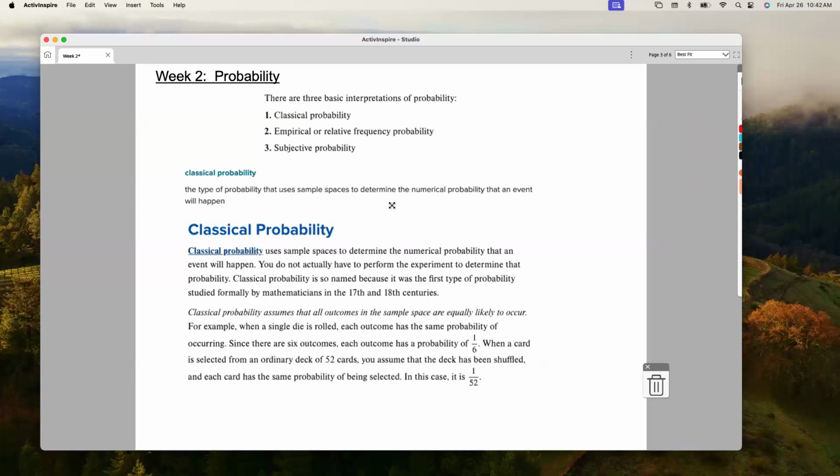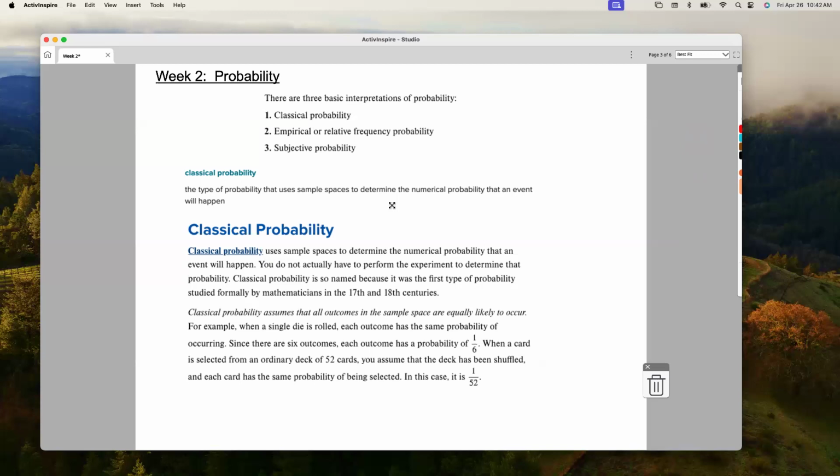Essentially, there are three different ways of looking at probability. One is classical probability. In essence, what we're doing is using a sample space, which, as you'll see in the readings and the problems, is just a list of all the possible outcomes, and we can determine the probability that an event would happen.